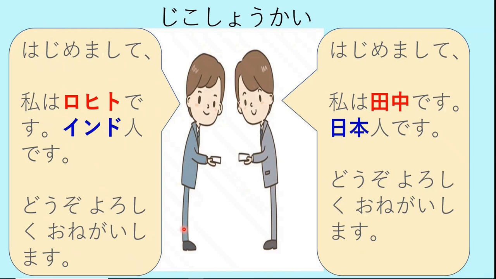So to recap what we just learned today, this is Jiko Shokai, which means self-introduction. So this is Mr. Rohit from India, and this is Mr. Tanaka from Japan. Hajime mashite, watashi wa Rohit desu. Indojin desu. Douzo yoroshiku onegai shimasu. Hajime mashite, watashi wa Tanaka desu. Nihonjin desu. Douzo yoroshiku onegai shimasu.